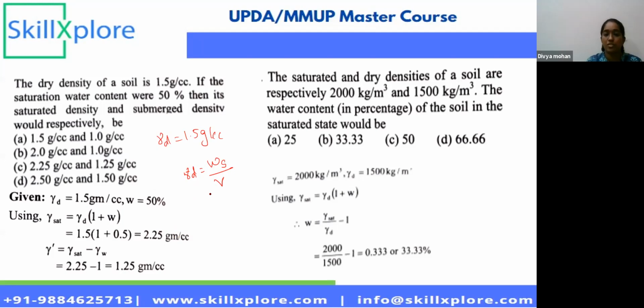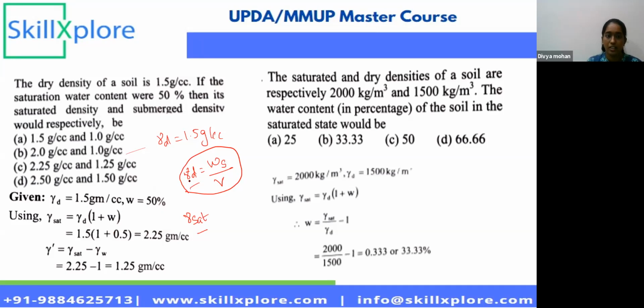Whenever you are solving a problem, just try to write what are the formulas you remember related to that, so that we'll be able to get an idea of what are the parameters we need and what are the parameters they have given. By that only we can solve a problem in geotechnology. They have asked for saturated density, gamma sat. So gamma D and gamma sat they need, and they also need submerged density.